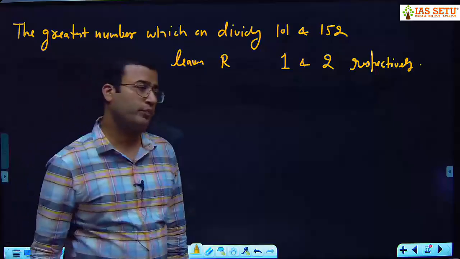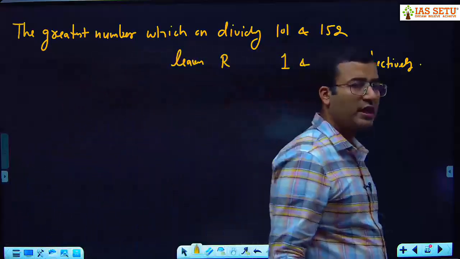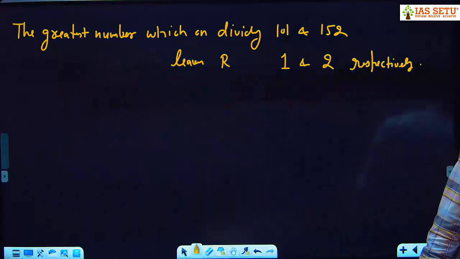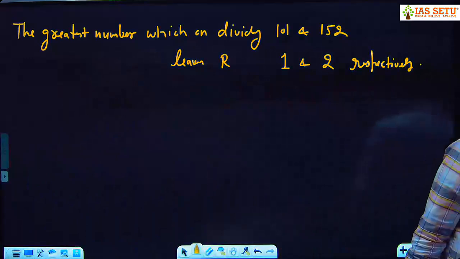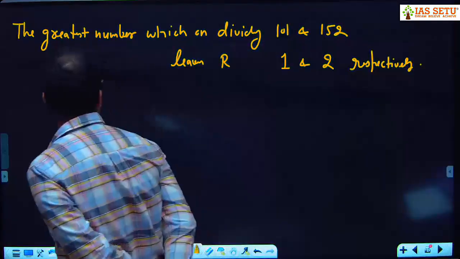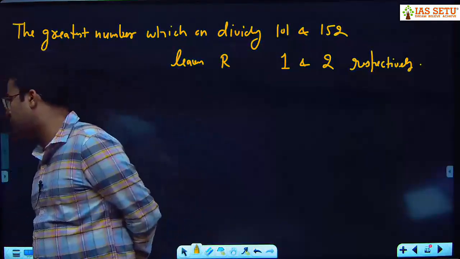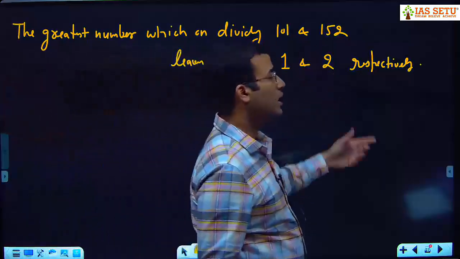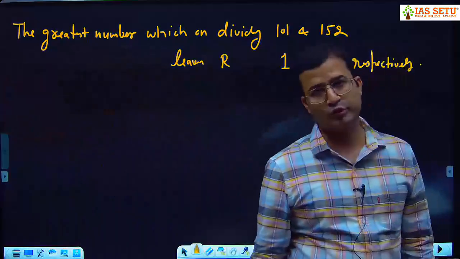How to break numbers, that you should remember. 1001 is 7, 11, 13. That is a special number; you will have to memorize it. Now go to this question. The greatest number which on dividing 101 and 152 leaves remainder 1 and 2 respectively. It means 101 gives remainder 1, and 152 gives remainder 2 respectively.